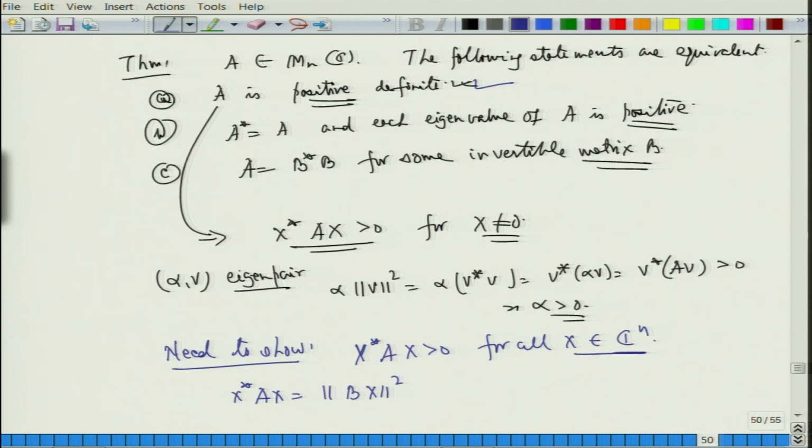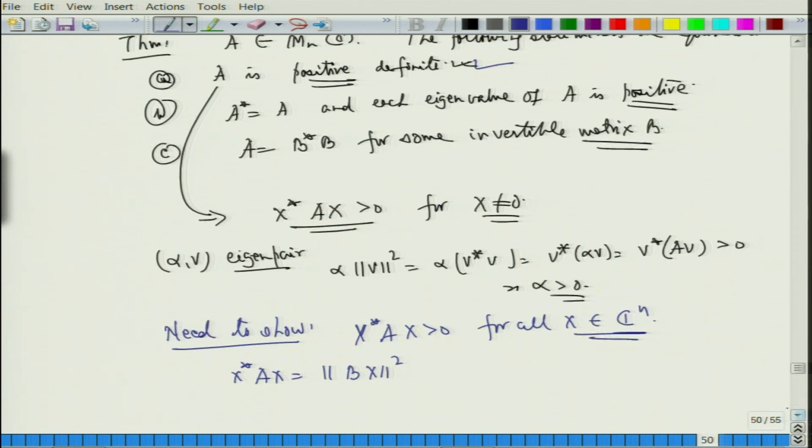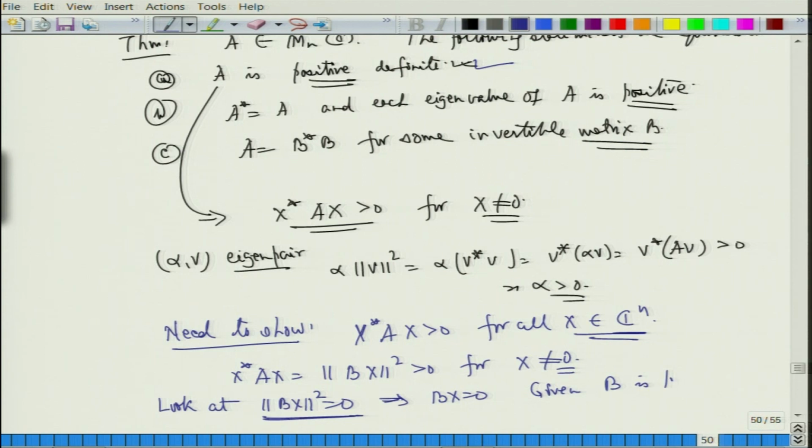I have to show this is positive, fine. So to show that this is positive for all x not equal to 0, this is what I have to show. So look at this equal to 0. Now the norm of a vector is 0 only when the vector itself is 0. So since I am saying that the norm square is 0, the norm is 0, so it implies that Bx is 0, but we have been given that B is invertible.